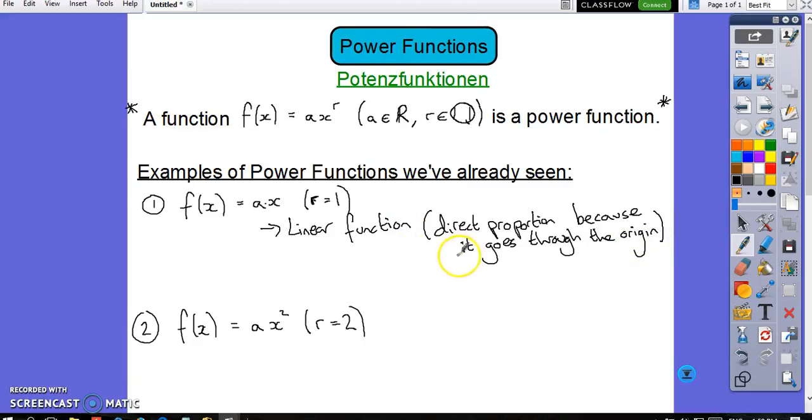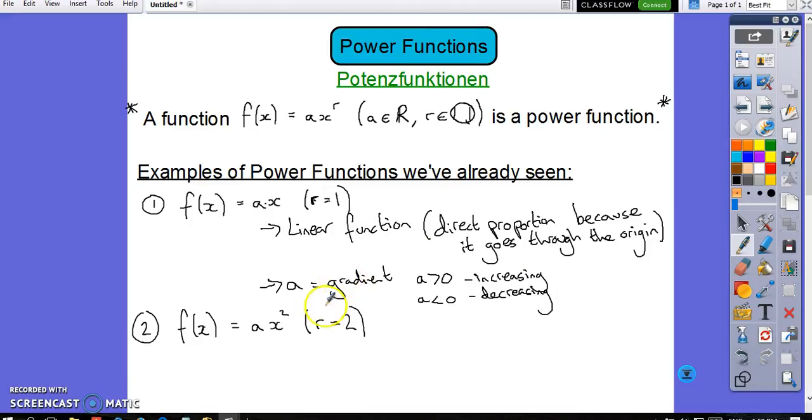So it's a very specific example of a type of linear function that we looked at last year. We also know that we can get important information from a. A gives us the gradient. So if a is positive, we have an increasing linear function, and if a is negative, then we have a decreasing linear function. So a tells us the gradient of these linear functions.